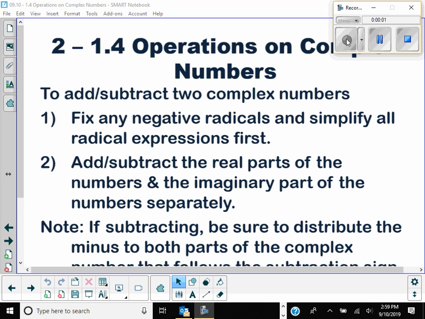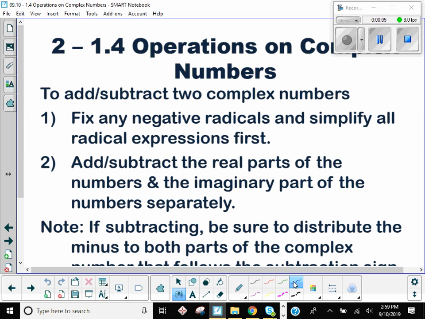Operations on complex numbers. So a complex number looks like this, where one of those parts is real and one is imaginary. Which part is real? The A part. Right? This is the real part.